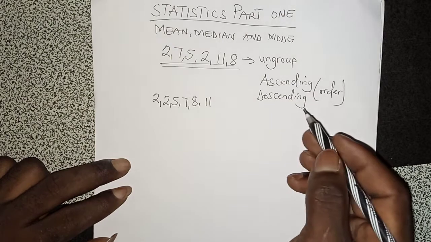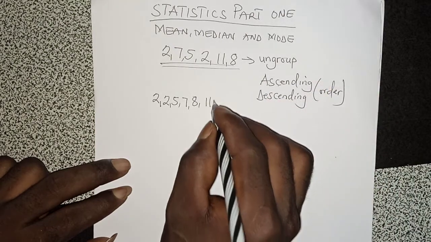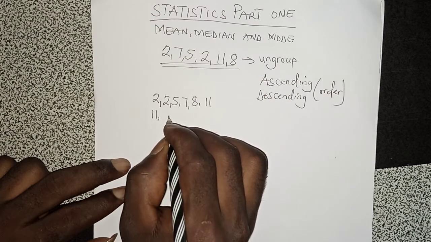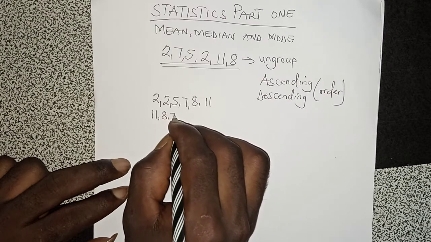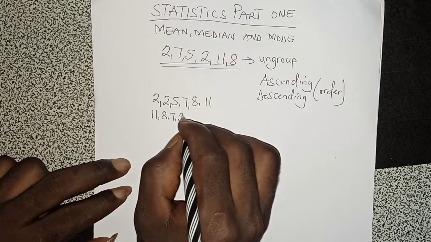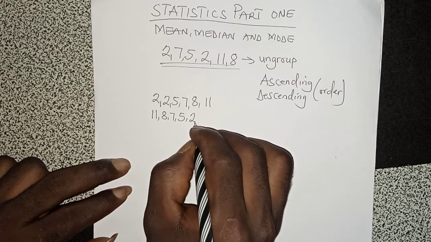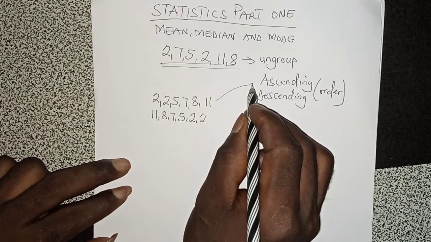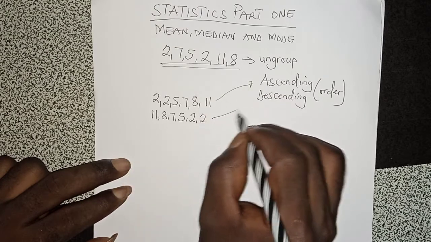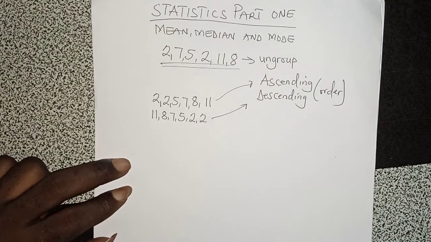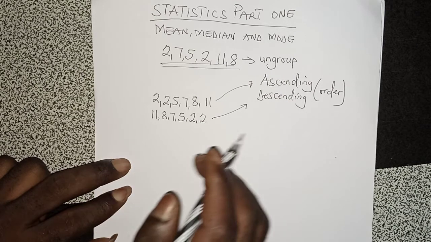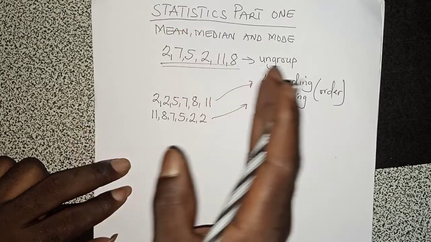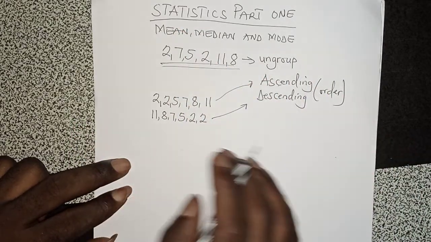But what if we want to arrange in the descending order? We just reverse this whole arrangement. So we say 11, 8, 7, 5, 2, and 2. So here is the ascending order arrangement, and here is the descending order arrangement. Now, let's look at the mean, the median, and the mode in this data.